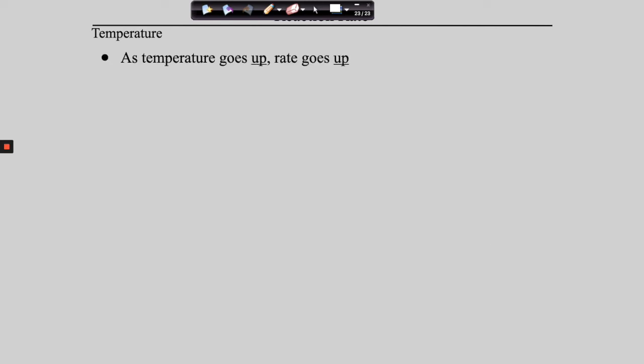As the temperature goes up, the rate goes up. Guys, you understand that this is why we have refrigerators. If higher temperature makes reactions go faster, lower temperature makes reactions go slower. So guys, what happens is when we buy food, it is rotting all the time. The clock is ticking. So we want to be able to eat our food before it rots.